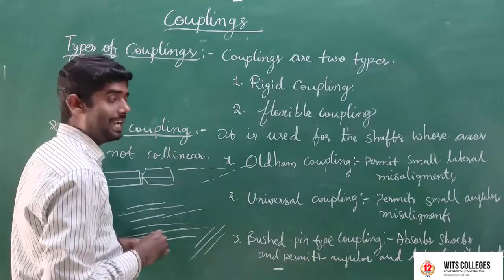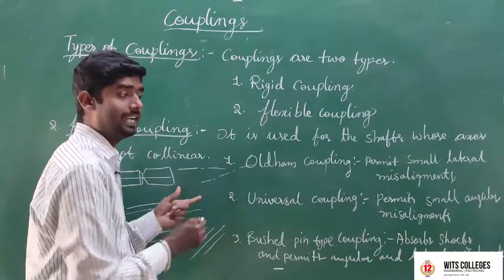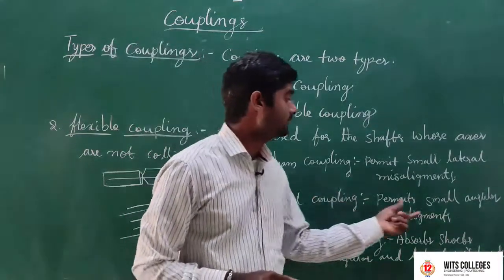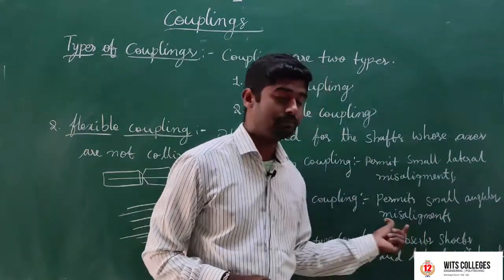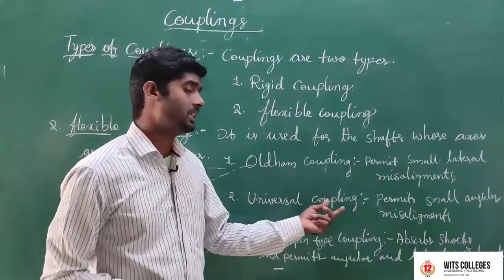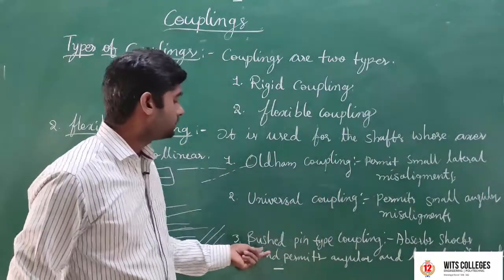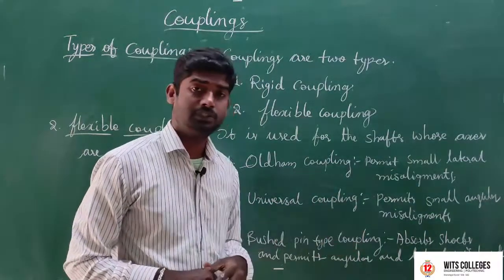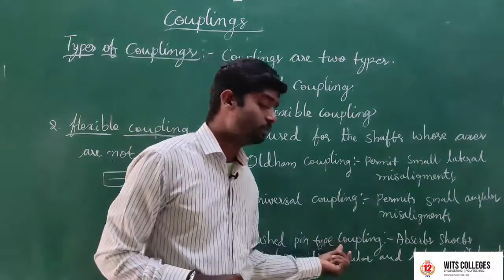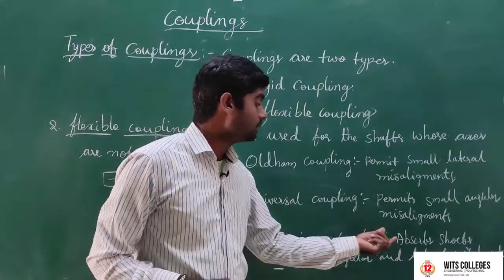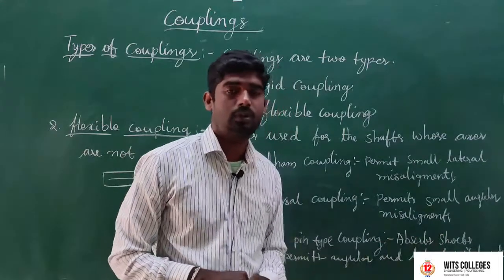Angular misalignment means the coupling permits small angular misalignment. For this purpose we use a universal coupling. Next, the bushed pin type coupling. In this bushed pin type coupling, it is used to absorb shocks.